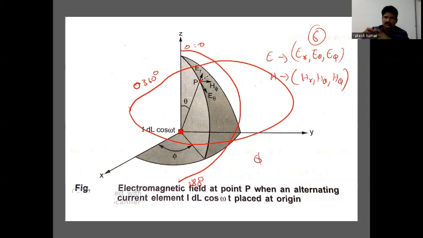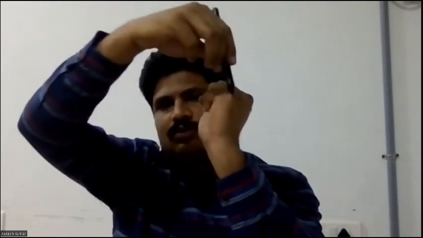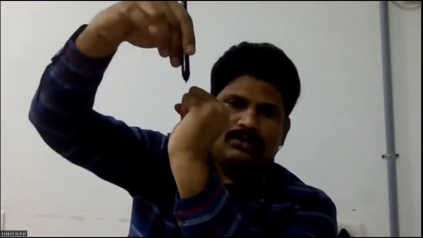If you want to see it clearly, for example, this is my current element. What is the range of theta? Theta is from 0 to 180 degrees. But what about phi? Phi means if I start from here, this entire circle, so it is 360 degrees. The range of phi is 0 to 360. The range of theta is from here to here 180 degrees. So keep in mind this is the thing you want to remember.